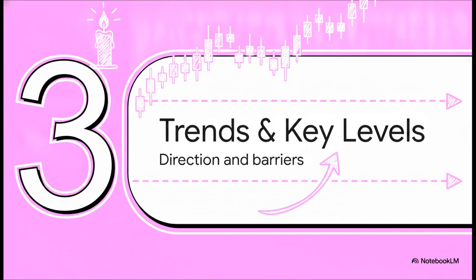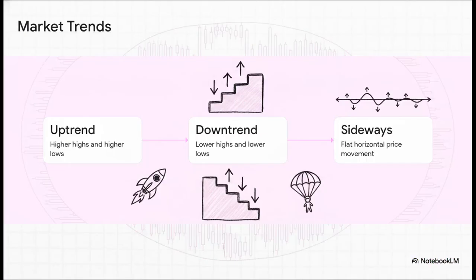Next up, Section 3, Market Trends and Key Levels. This is all about direction and invisible barriers. Now, you might think the market moves totally chaotically, but it actually only moves in 3 specific ways.